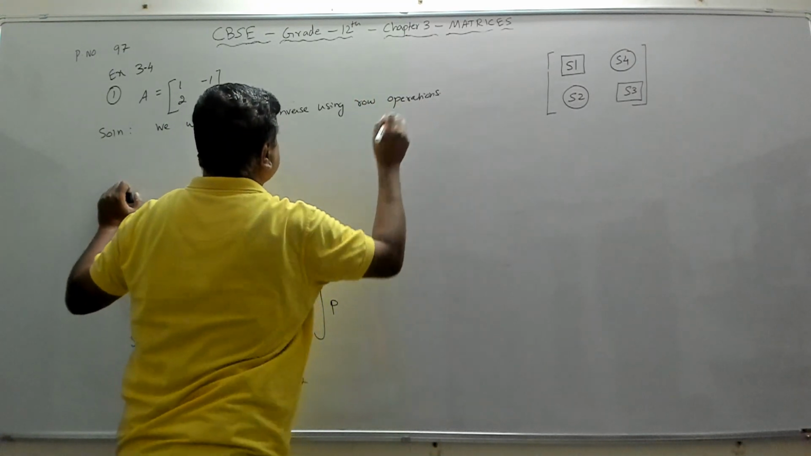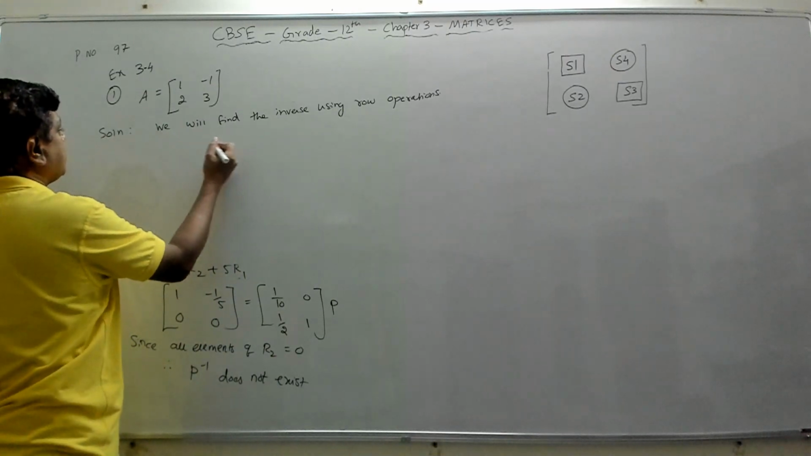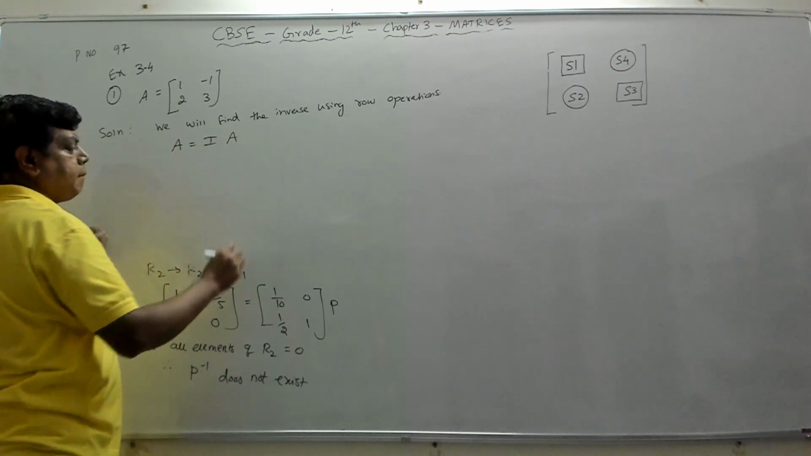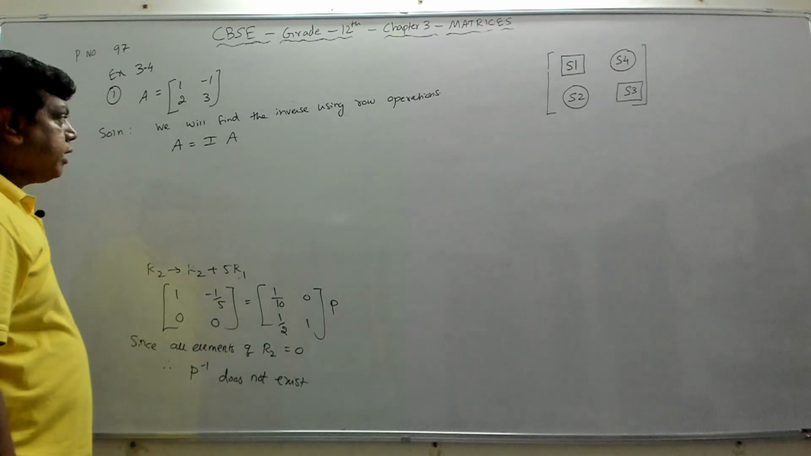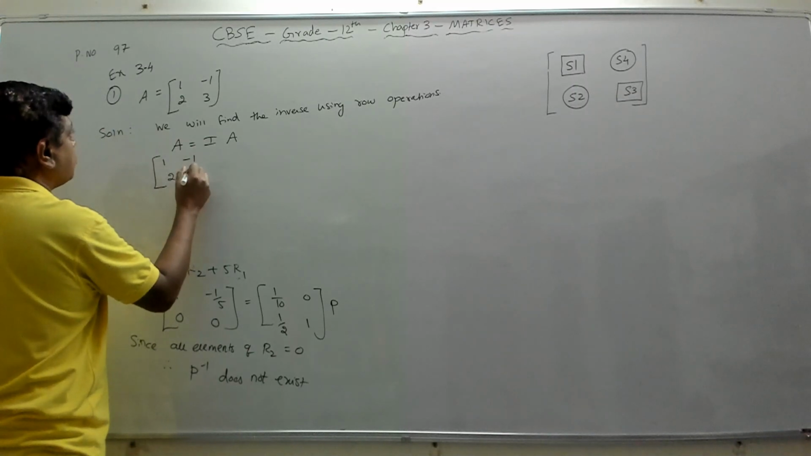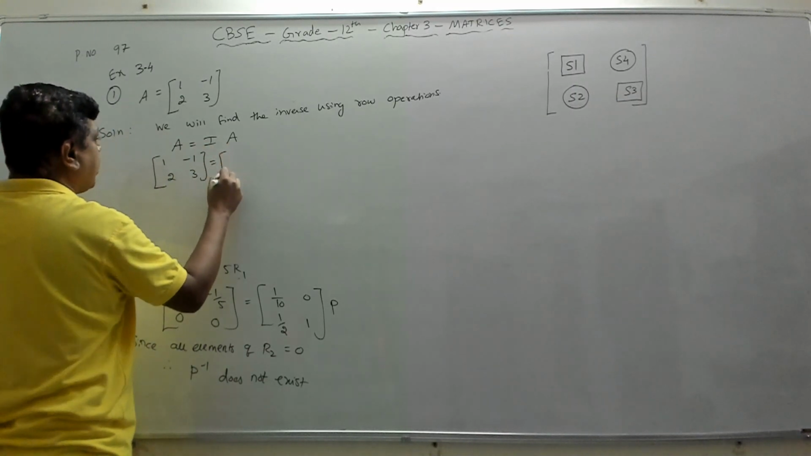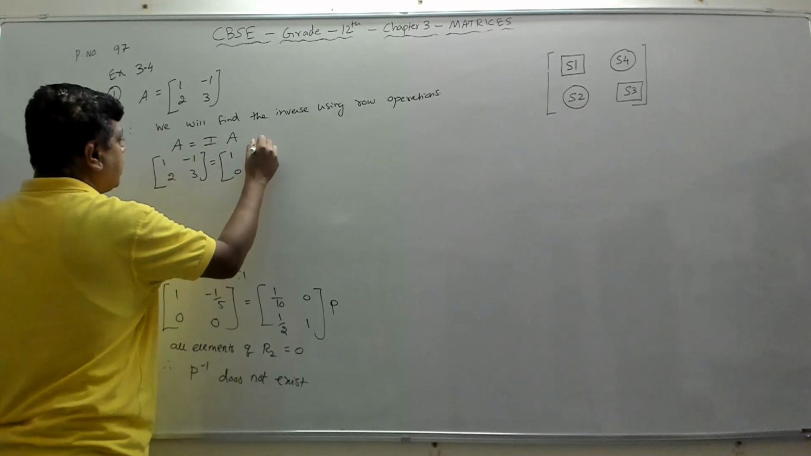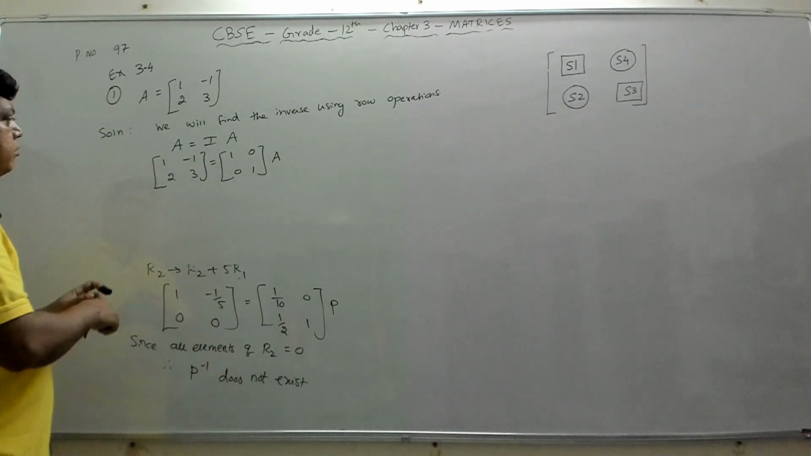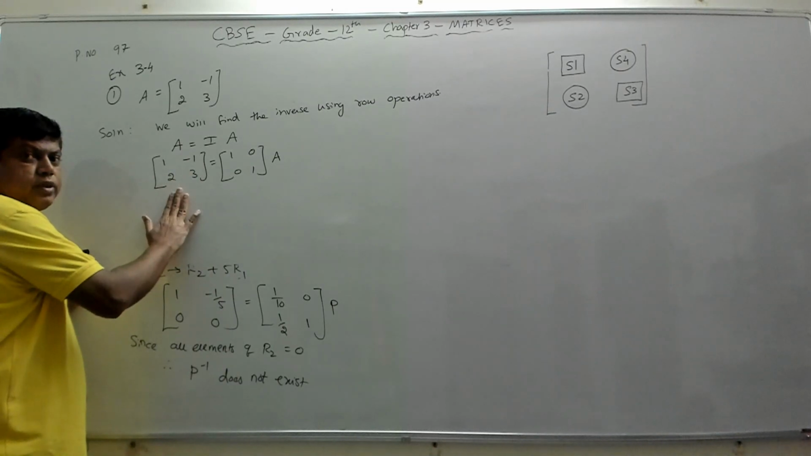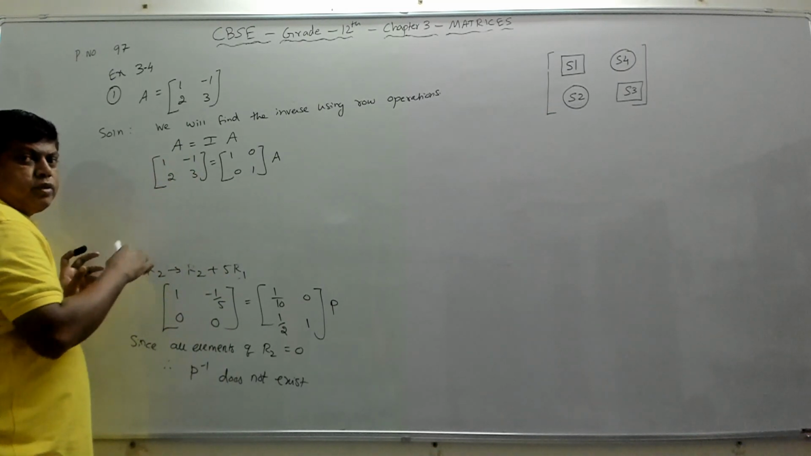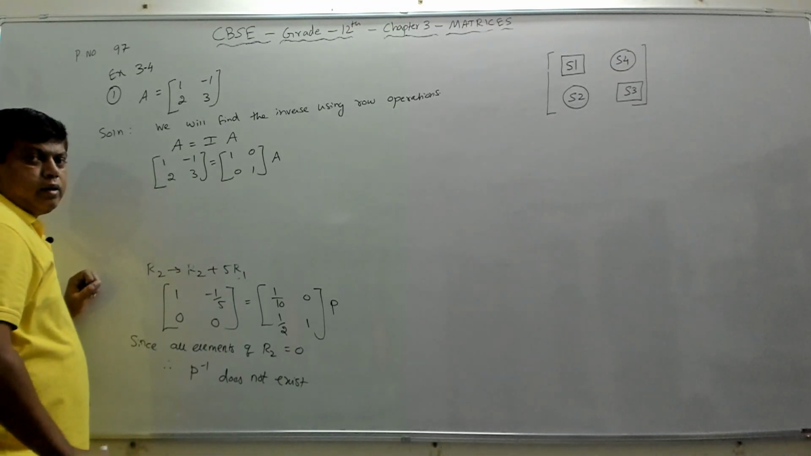We'll find the inverse using row operations. For row operations, the first step is that the matrix A should be written as I into A. So now substitute A. A is [1, -1; 2, 3] and I is [1, 0; 0, 1]. Then this A you should write as it is. Now we should apply a series of steps to this matrix so that it becomes an identity matrix.